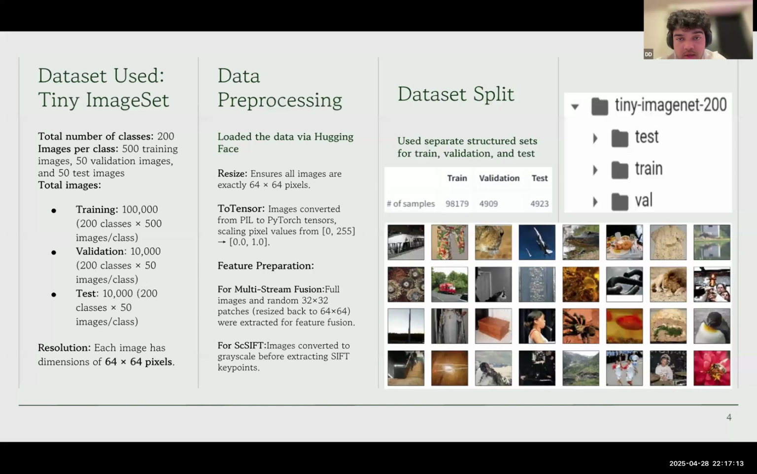For the pre-processing steps, we have used Hugging Face to load the data. And the two pre-processing steps that we used are resizing to 64 by 64 and converting them to tensors for scaling pixels between 0 and 1. For the feature preparation in multi-stream fusion, we extracted both full images and random patches. And in SIFT, we converted images to grayscale before extracting SIFT descriptors.